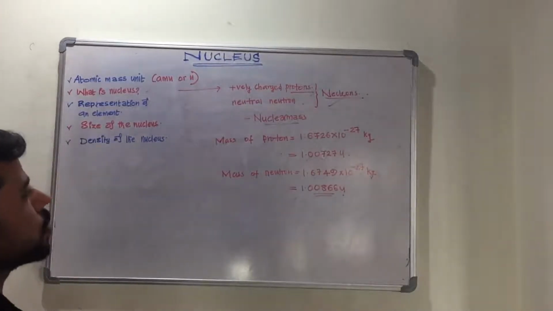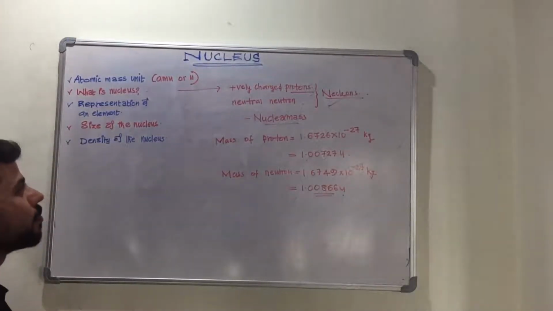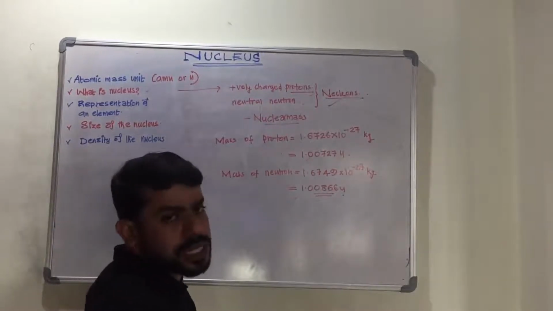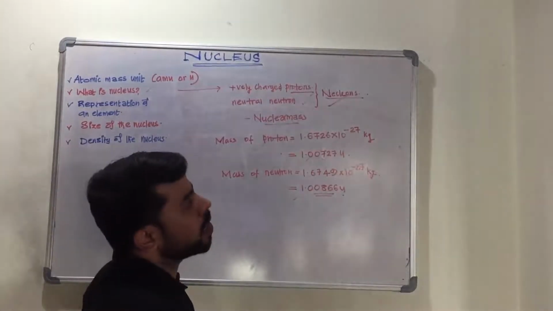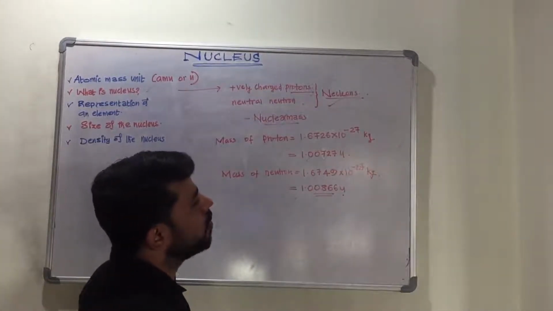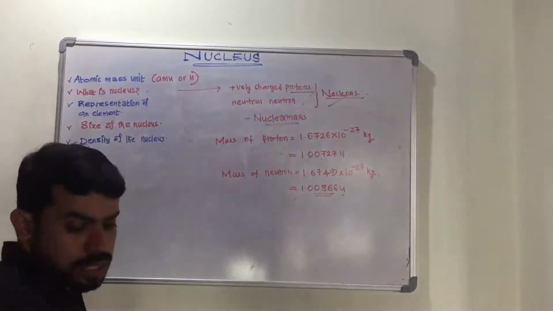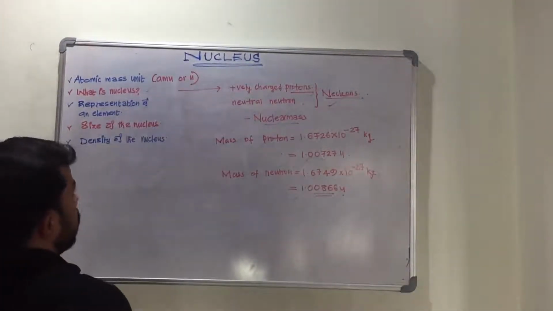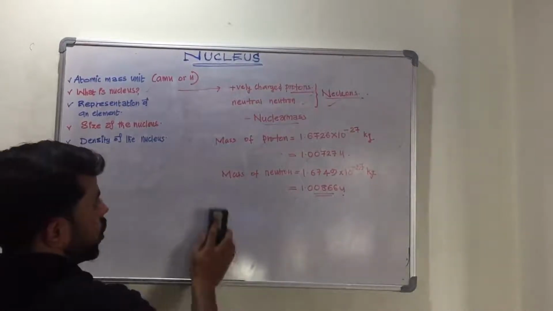So see, these are the constituents of any nucleus. The mass of a proton is the same for all protons inside a nucleus, and the mass of a proton is the same for all atoms, and it does not vary with atomic number. Next, how we can represent an atom.